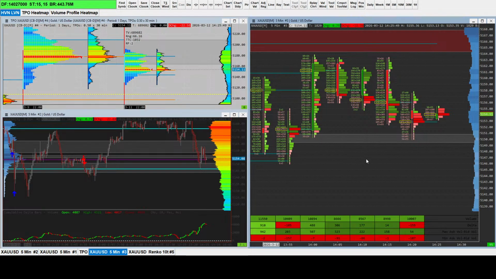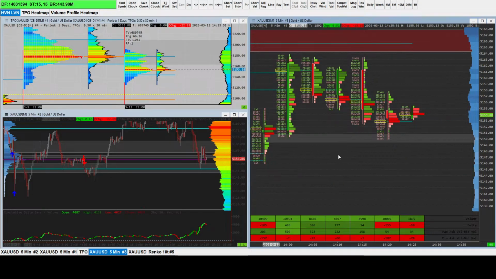Man, this market is now making a decision. It is not making a decision at the moment.